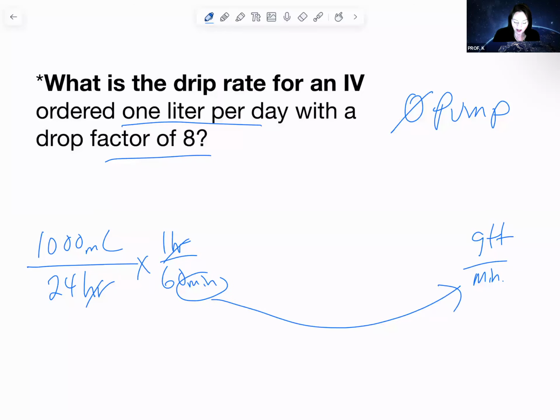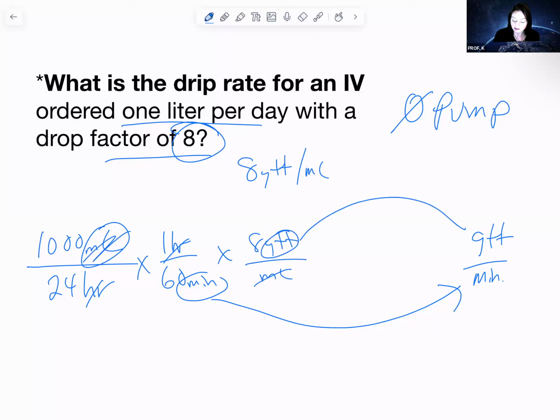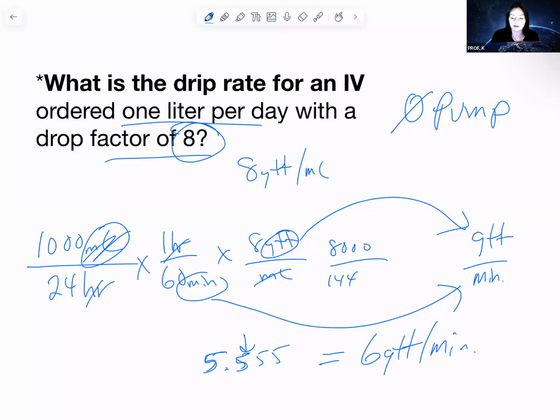So let's change hours. 1 hour is 60 minutes. Beautiful, I have minutes. How do I get rid of the milliliters and get drops? Use the drop factor. A drop factor of 8 is 8 drops per milliliter. That gets rid of my milliliters, and I have drops in my numerator. Life is good. So 1,000 times 8 is 8,000, and 24 times 60 is 1440. When I divide that, it gives me 5.555. I can't split a drop. 5 and up, I round up, so it's going to be set at 6 drops per minute. Beautiful. Love it.